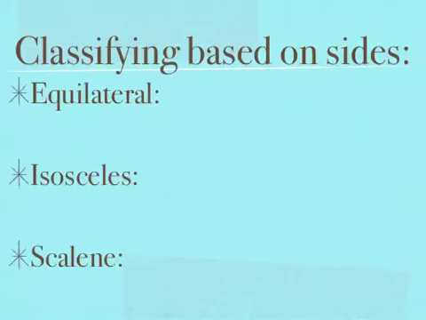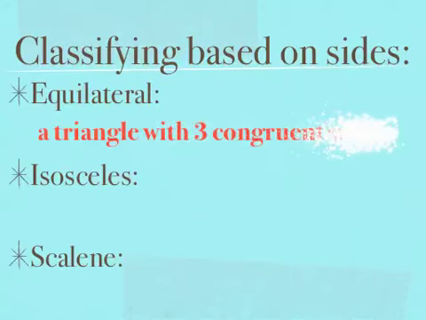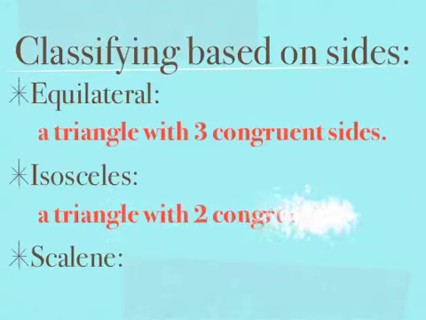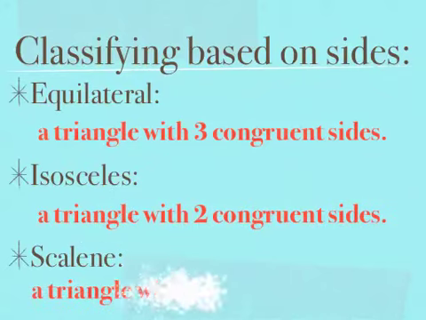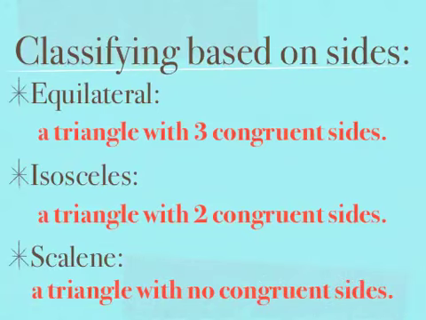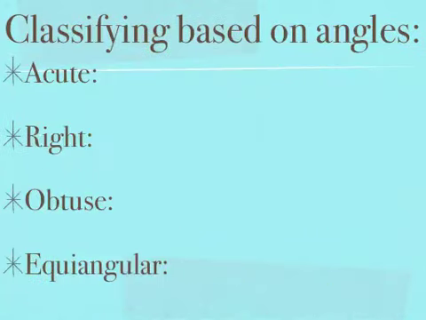These words should sound familiar to you. You've probably classified angles before. A quick review: an equilateral triangle is a triangle with three congruent sides. An isosceles triangle is a triangle with two congruent sides, and a scalene triangle is a triangle with no congruent sides. We can also classify triangles based on angles.